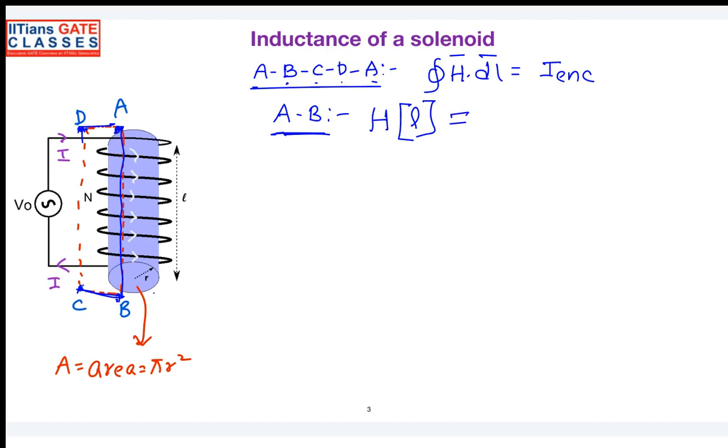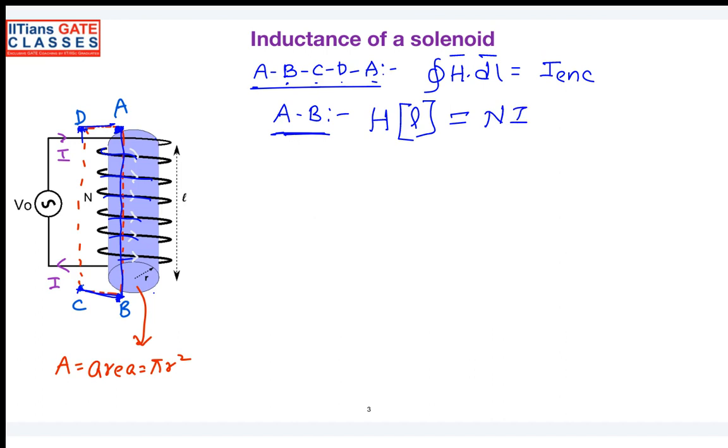So can you tell me what is the current which you are enclosing when you are moving from A to B? What will be the total enclosed current when you are moving from A to B? Sir, N into I. Very good. Correct. Because you are able to cross all these loops N number of times. So each loop is carrying a current of I. So the total current will be N into I.